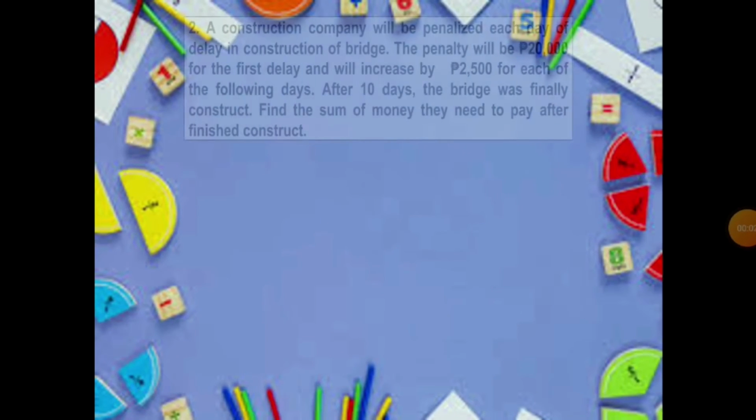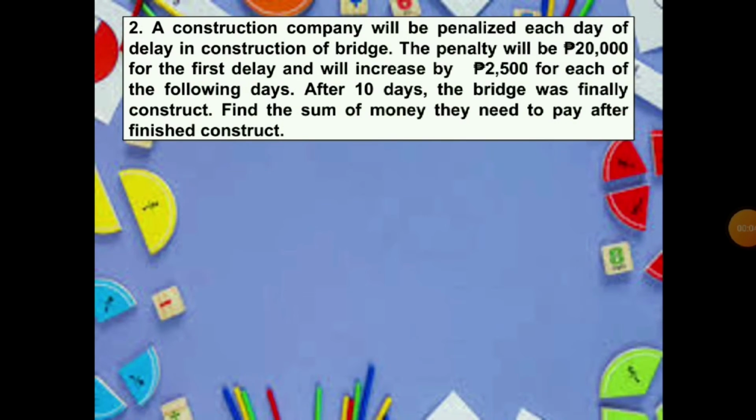Second example. A construction company will be penalized each day of delay in construction of a bridge. The penalty will be 20,000 pesos for the first delay, and will increase by 2,500 pesos for each of the following days. After 10 days, the bridge was finally constructed. Find the sum of money they need to pay after finishing the bridge.